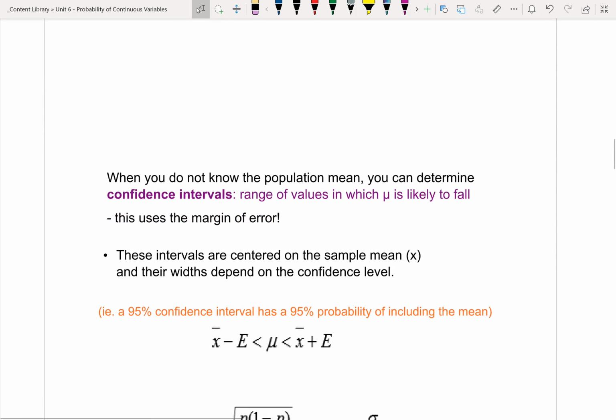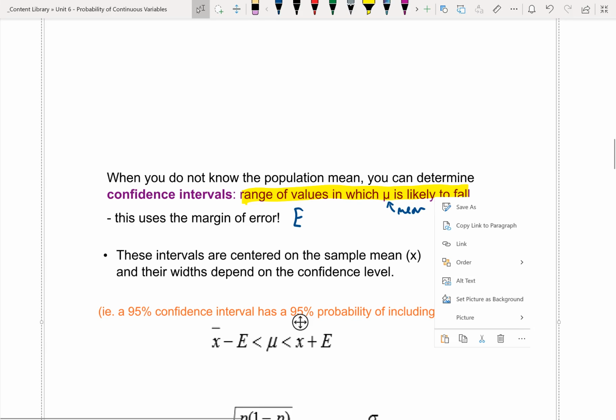So when you do not know the population mean, you can determine confidence intervals. Confidence intervals are a range of values in which mu, or the mean of the population, is likely to fall. These intervals use the margin of error, or E. These intervals are centered on the sample mean, x bar, and their widths depend on the confidence level. So how big the width of our interval is, the range of values, depends on how confident we want to be that the mean is within that.